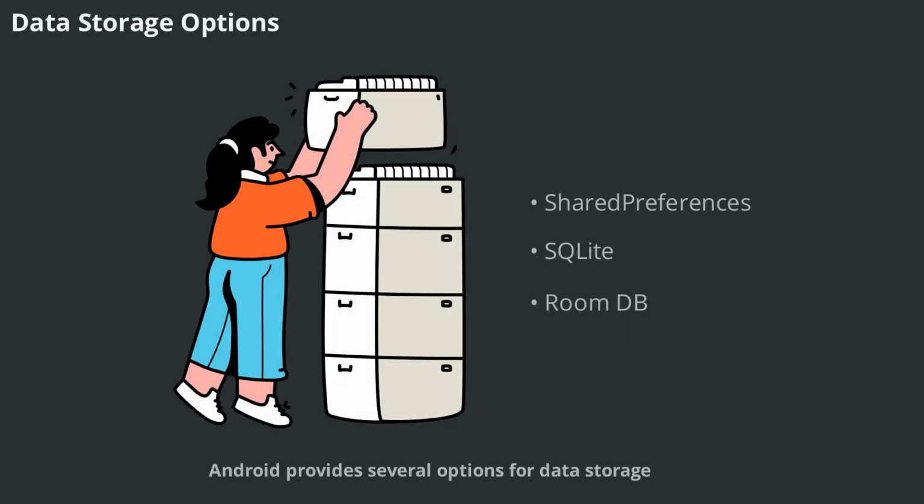Android provides several options for data storage: SharedPreferences for key-value pairs, SQLite for structured data, and RoomDB as an abstraction over SQLite. Each has its use case: SharedPreferences for simple settings, SQLite and Room for complex data. Interviewers may ask you to compare these options or implement data storage in a sample app. Be ready to discuss their advantages and limitations.